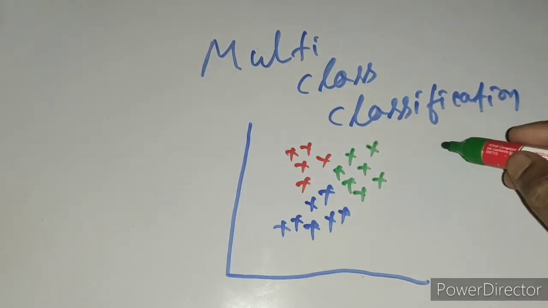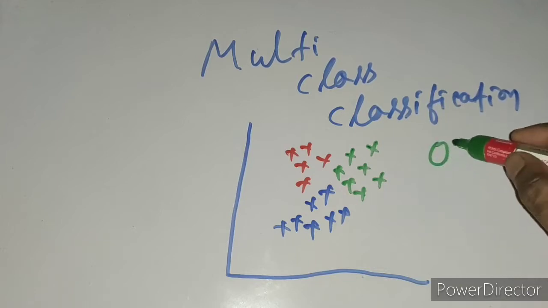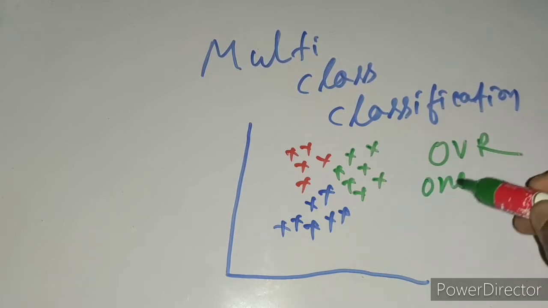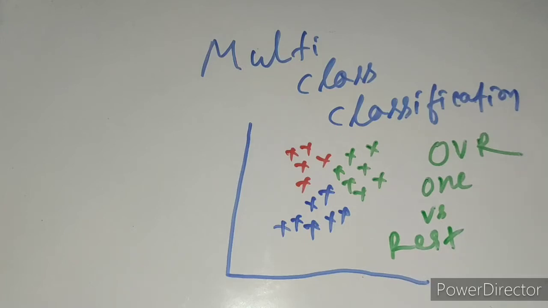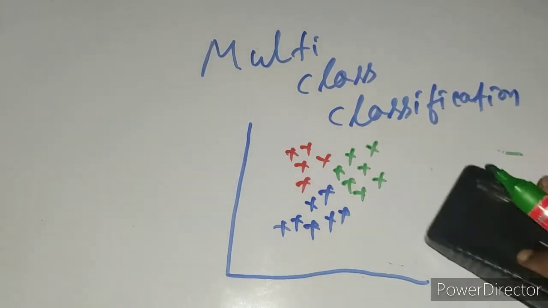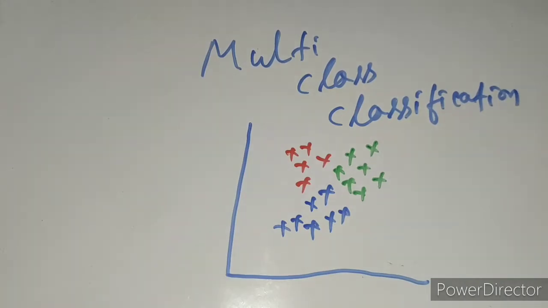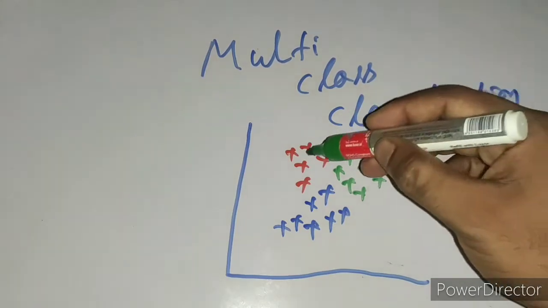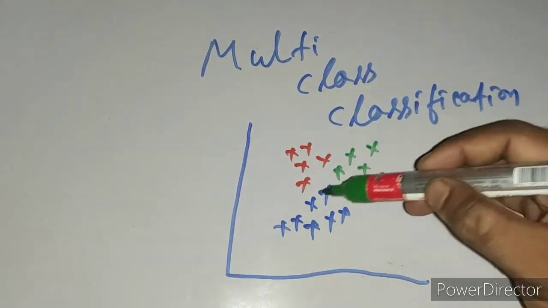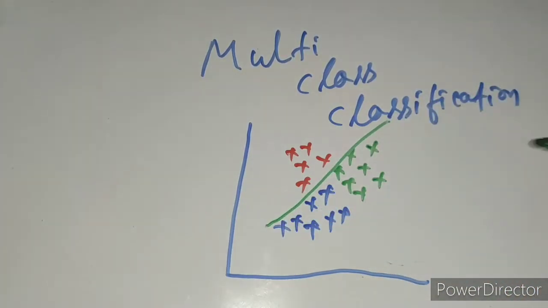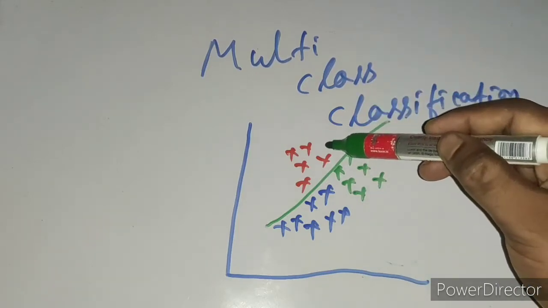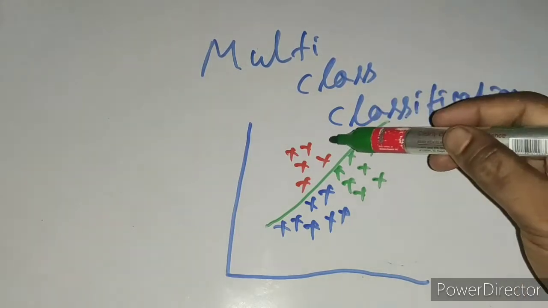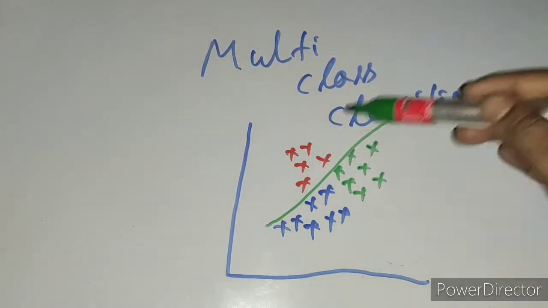So here the formula which is applied is the OVR formula. OVR stands for one versus rest. One versus rest. So we have to consider one level, and keep the rest of the labels aside. Suppose this particular red mark is considered one level. Like this we have to classify. These two labels will be kept aside and compared with this red cross label.